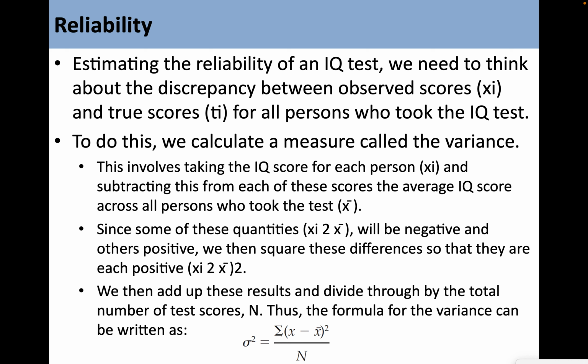This involves taking the IQ score and subtracting the mean, xi minus x-bar. Since some of these quantities will be negative and others will be positive, we then square these differences so they're each positive. In other words, we multiply, even the negatives, times itself, and a negative times a negative yields a positive. So they're all going to be positive. We then add up these results and divide through by the total number of scores, or the n. Thus, the formula for the variance can be written as this. And I hope that makes sense to you.